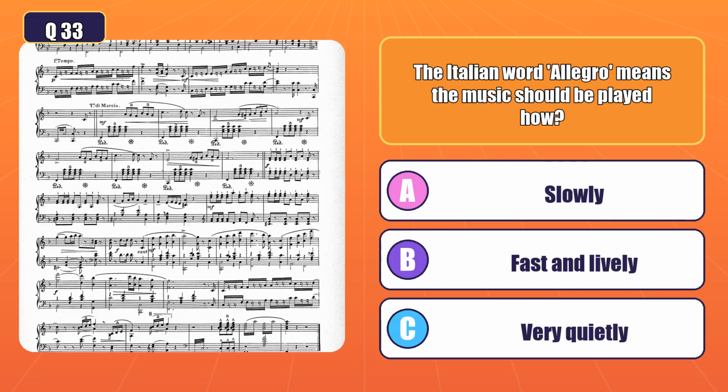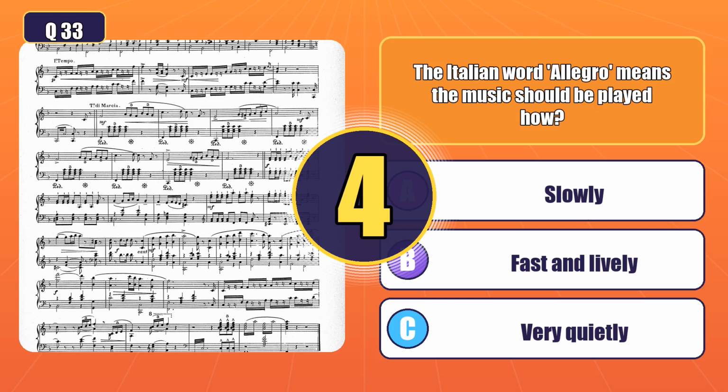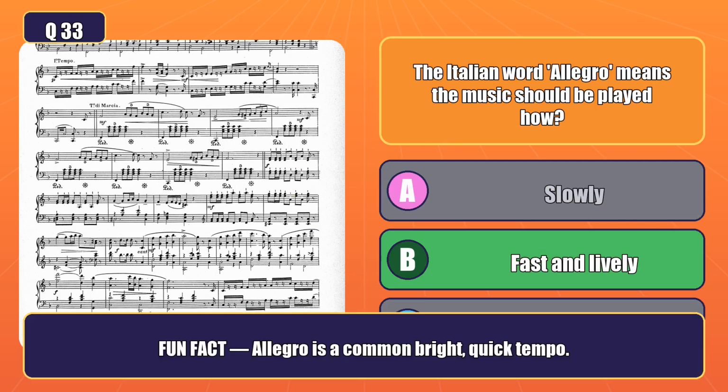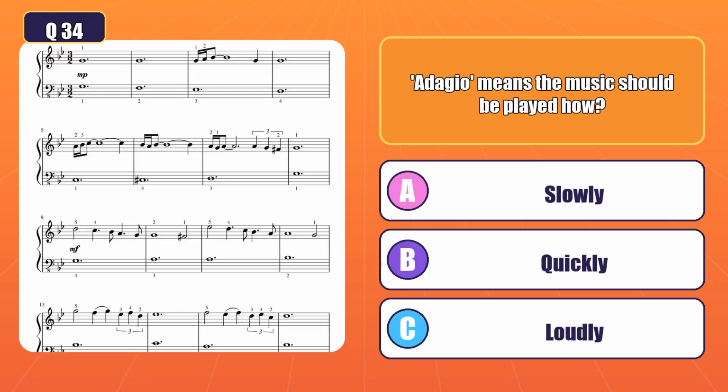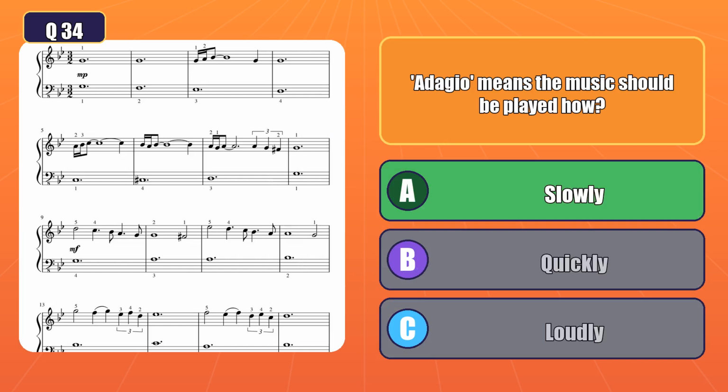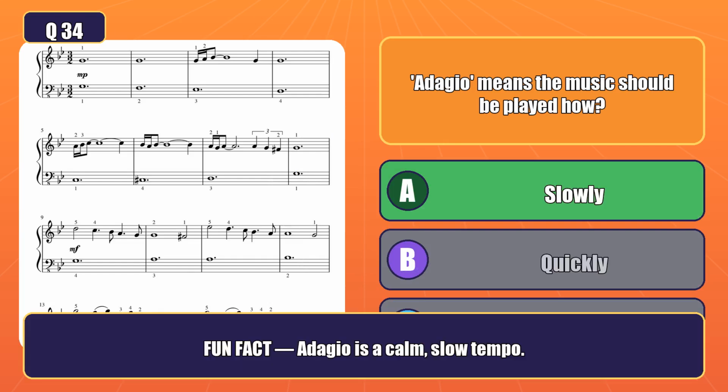Question number 33. The Italian word allegro means the music should be played how? The answer is fast and lively. Fun fact, allegro is a common bright, quick tempo. Question number 34. Adagio means the music should be played how? The answer is slowly. Fun fact, adagio is a calm, slow tempo.